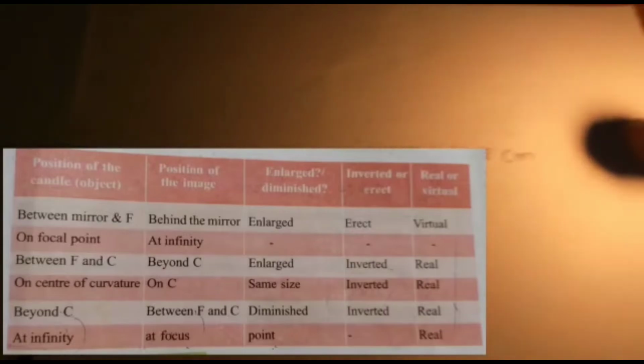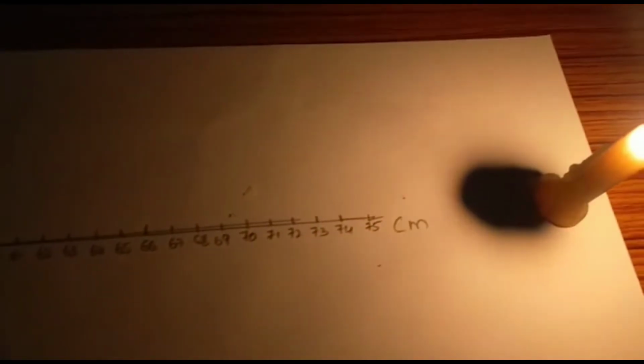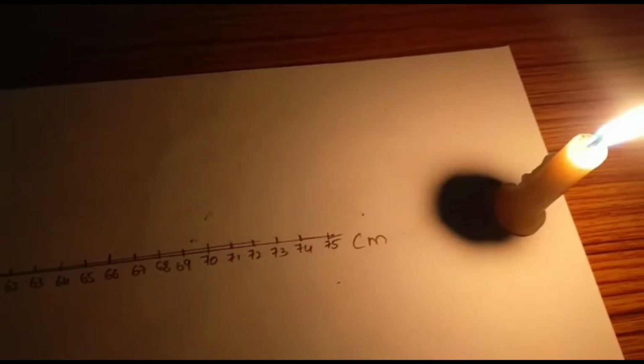Now let's place the object beyond C, that is beyond 40 centimeter. When we place it beyond 40 centimeter, I should get the image between F and C. That means between 20 and 40 I need to get my image. So our focal length was 20, right? So between 20 and 40 I am going to get the image.